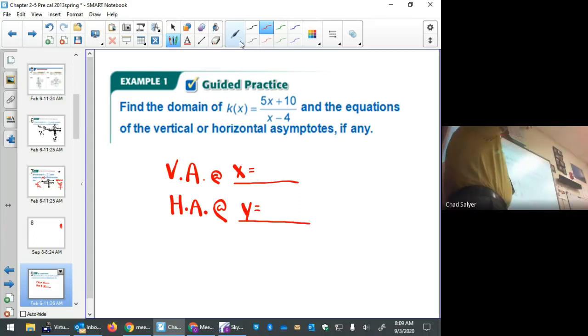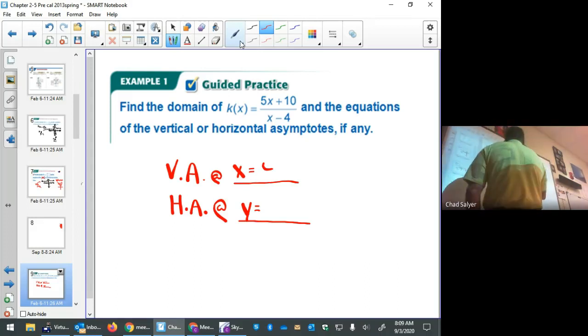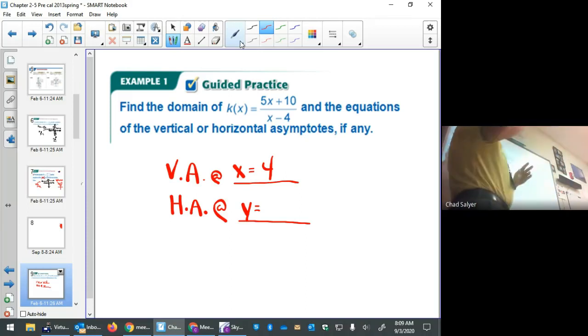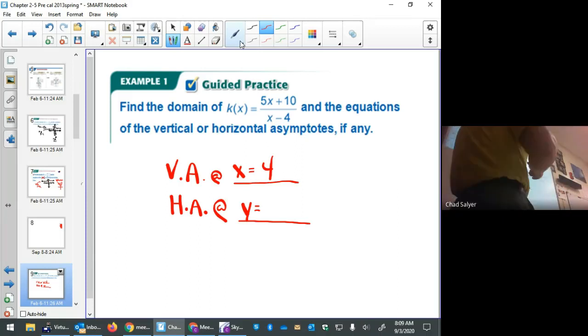Okay, so Jesse, what do you think about the vertical asymptote? 4. X equals 4. Exactly right. Notice again, that's the 0 of the denominator, so that's the algebraic way to find it. But you should also be able to tell by looking at the graph. And then a slightly harder question. Bristol, what do you think about the horizontal asymptote?